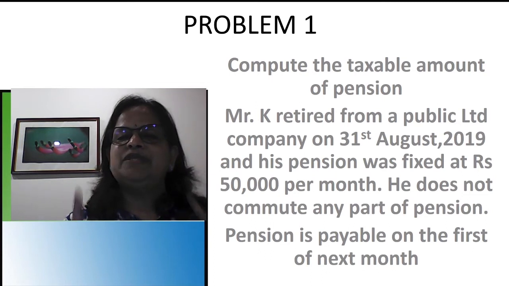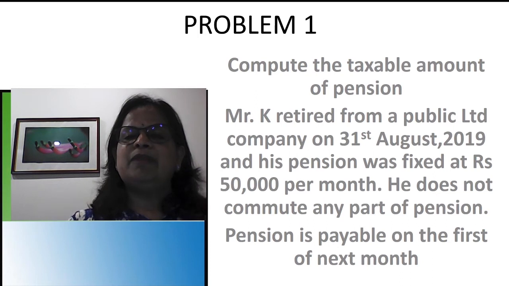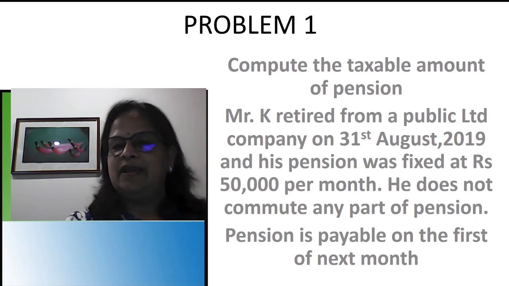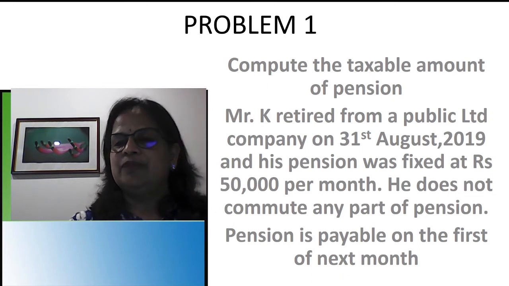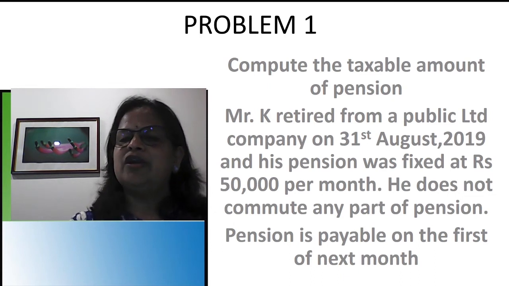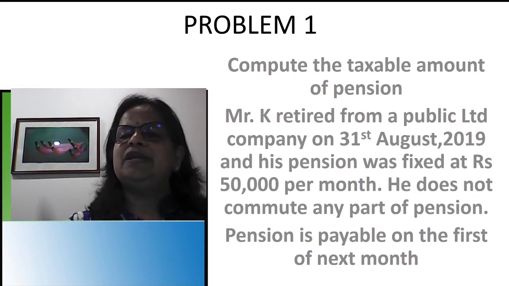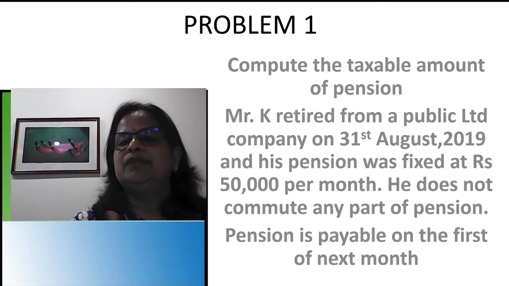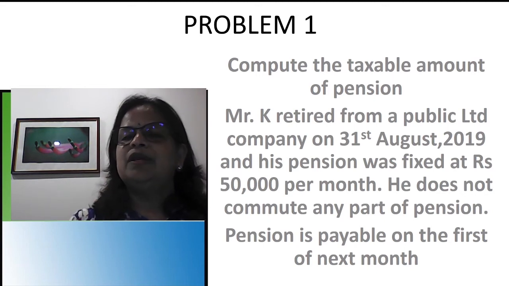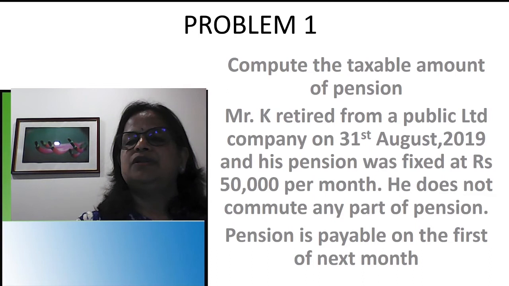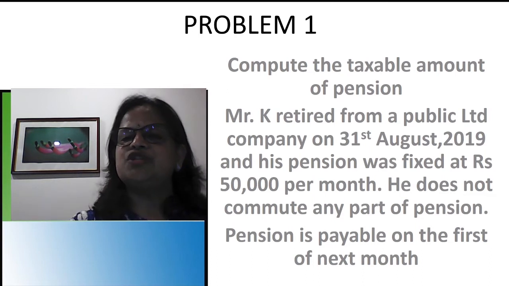Please remember, Mr. K retired from a public limited company on 31st August. So in this case, up to 31st August he got his salary. Now, for September he has to get his pension, but the problem is he will not get it in September; he will get his pension in October only. Now remember that he is in a public sector company, so he is a government sector employee. But it's an uncommuted pension, so he is not eligible for any exemption. Uncommuted pension will be taxable for everyone.